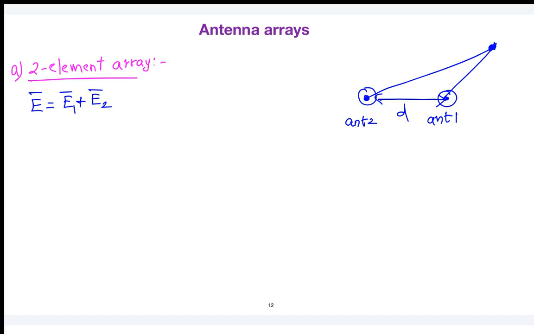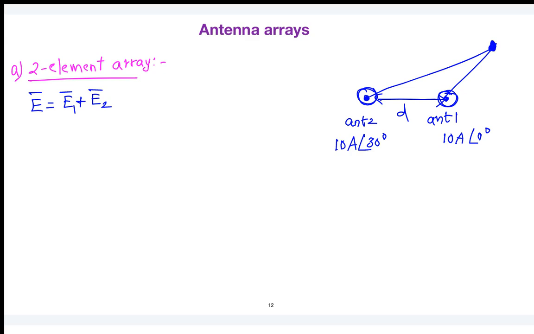So let us assume that for both the antennas, I have supplied the same amount of current, but with different phase. Let me assume that I have supplied 10 ampere current with 0 degrees phase shift here, and I have supplied the same 10 ampere current here with 30 degrees phase shift. What happens to the magnitude of electric field intensity here?